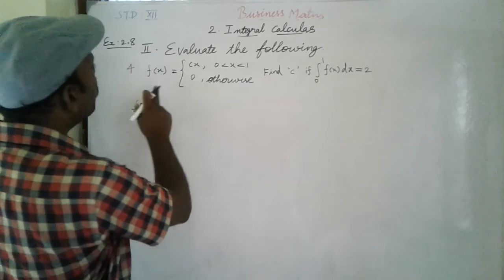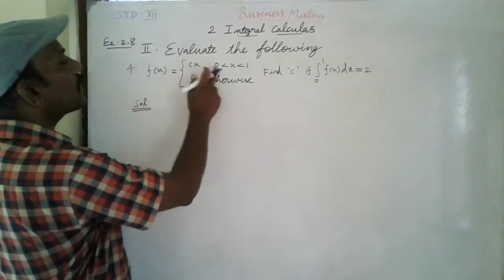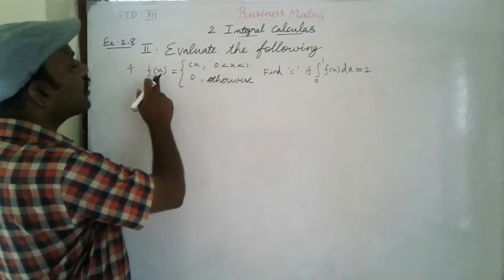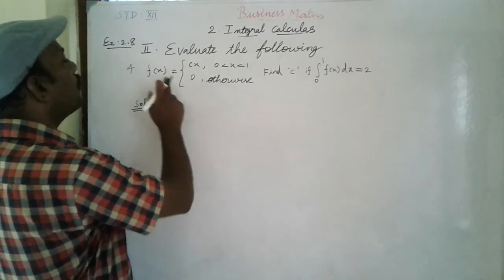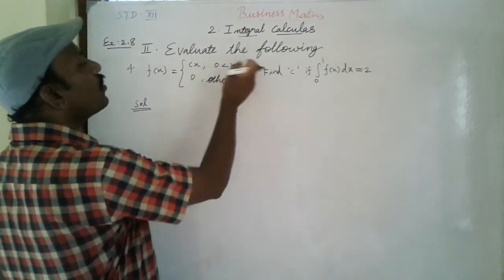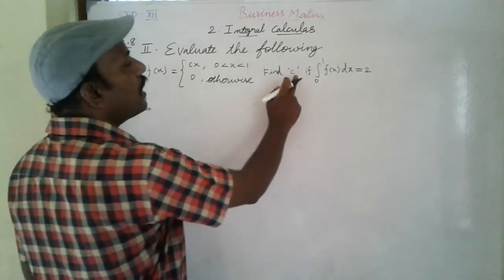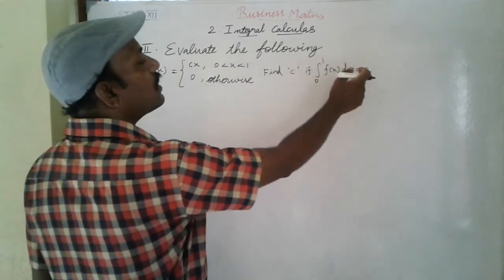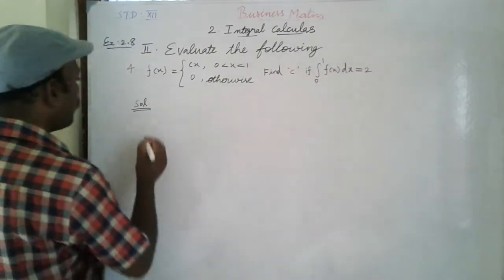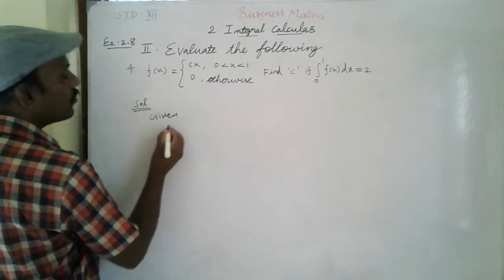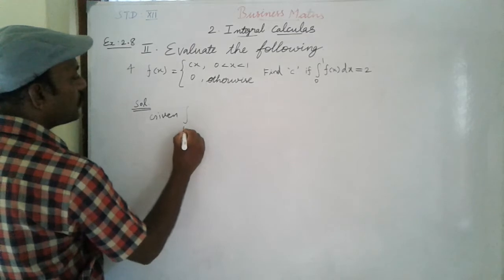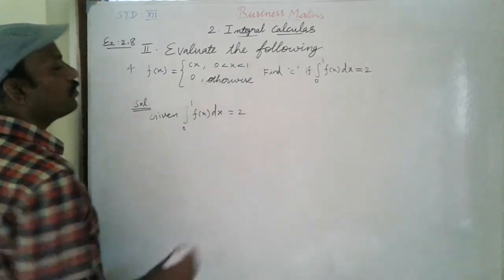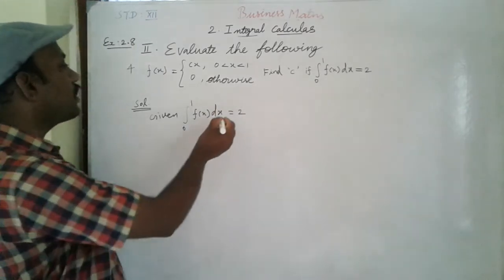Exercise 2.8, fourth sum. The function f of x is c x for x between 0 and 1, otherwise f of x is 0. Then we should find the value of c if the integral from 0 to 1 of f of x dx equals 2. So given, the integral from 0 to 1 of f of x dx is equal to 2.